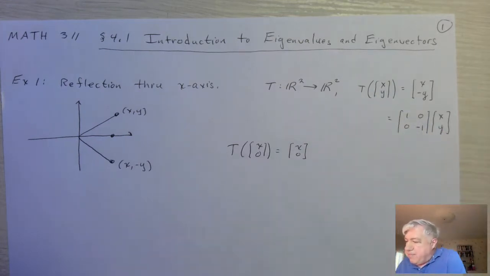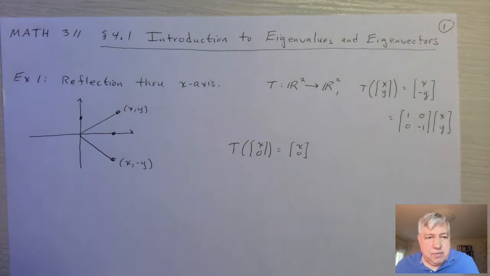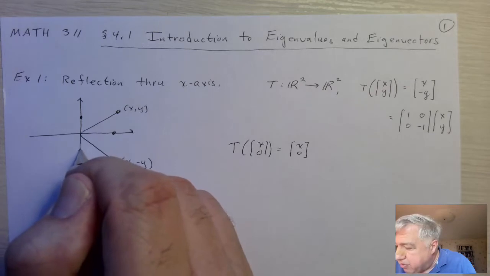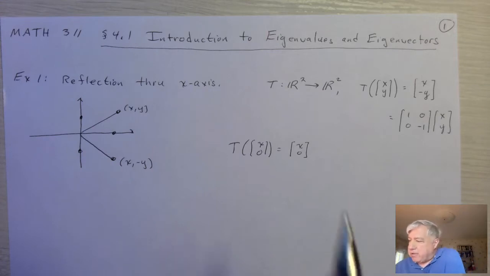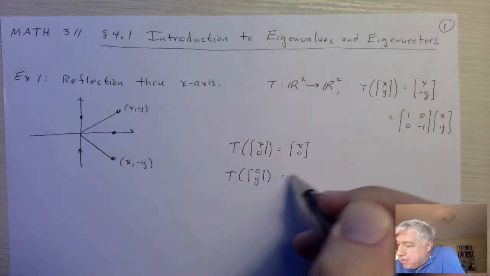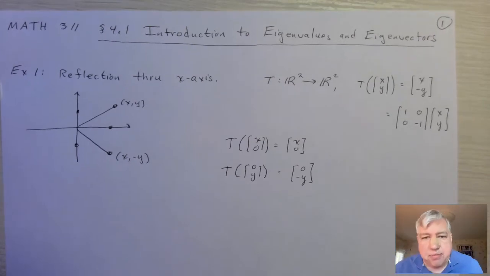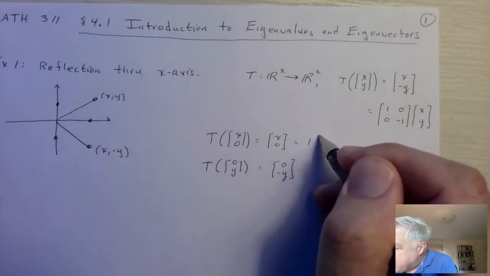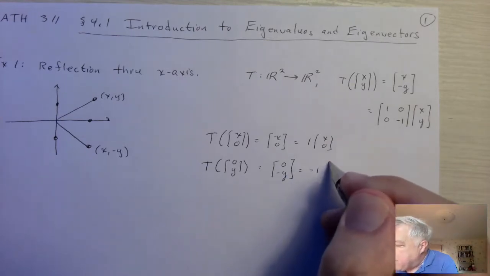We can also see that if we take points on the y-axis, we're reflecting through, so we keep the x-coordinate as 0, and we're just changing the sign of the y-coordinate. So T of, let's say, (0, y) is going to be (0, -y). Now, what's so special about these two cases? Well, (x, 0), to no one's surprise, is going to be the same as 1 times (x, 0). And (0, y) is going to be the same thing as negative 1 times (0, y).